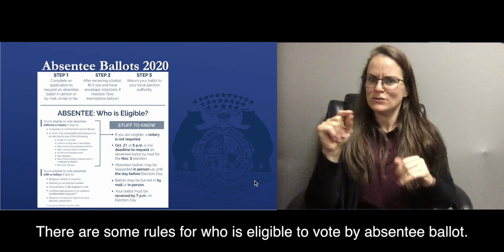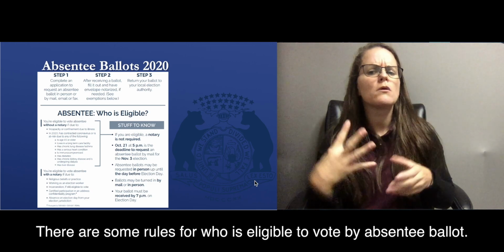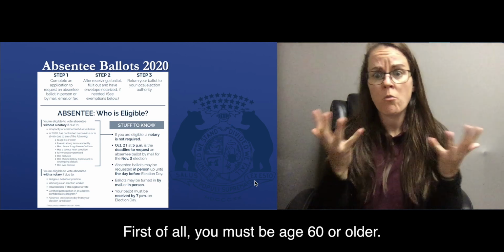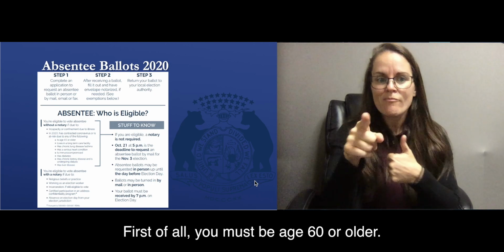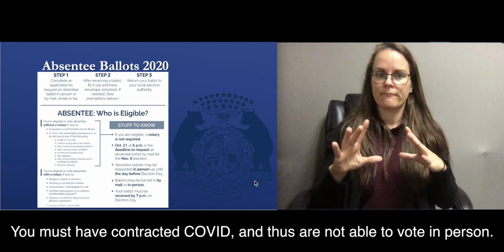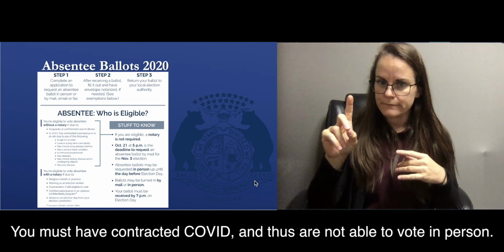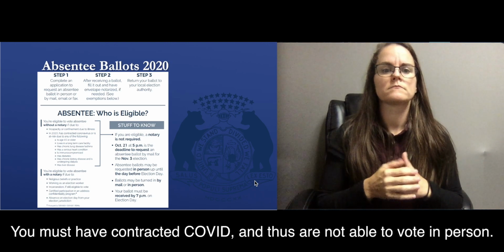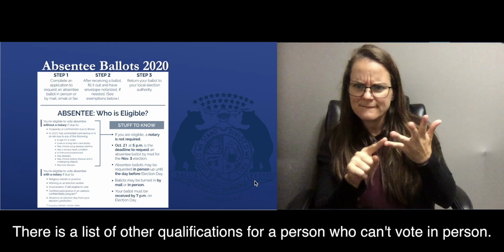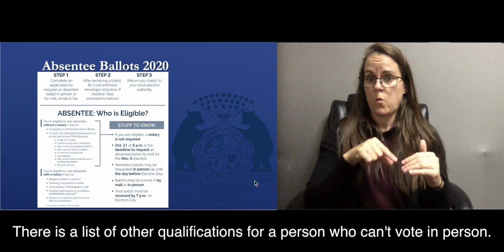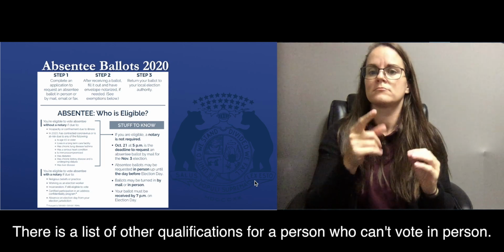Now, there are some rules for who is eligible to vote by absentee ballot. First of all, you must be age 60 or older. You must have contracted COVID and thus are not able to attend an in-person voting site. And there is a list here of other qualifications for an individual who is unable to vote in person.